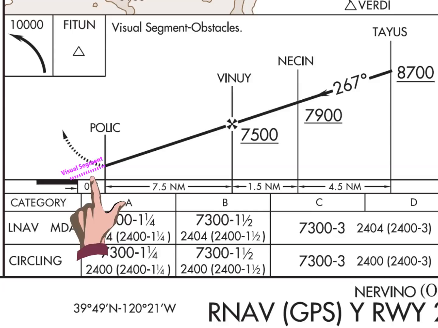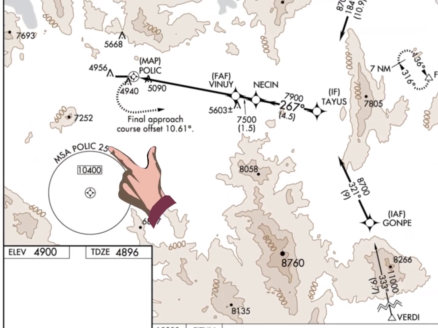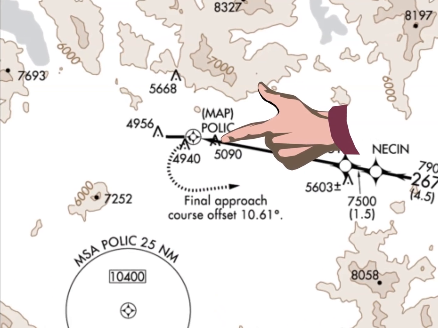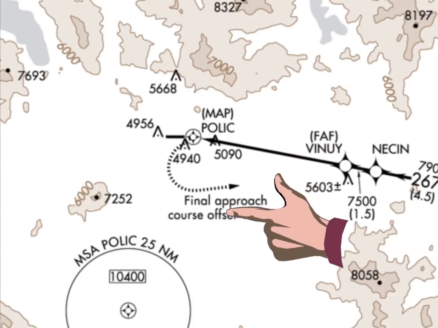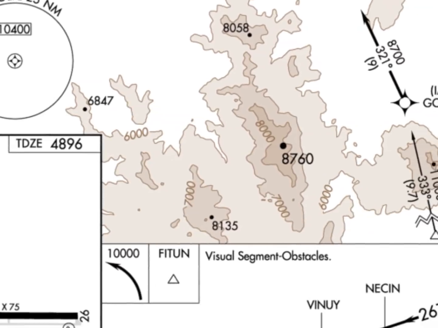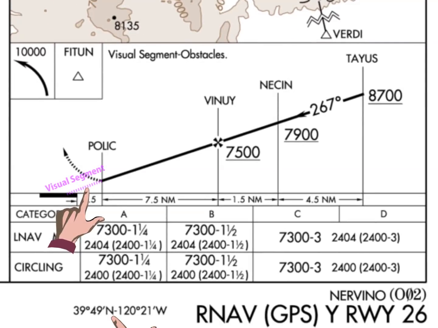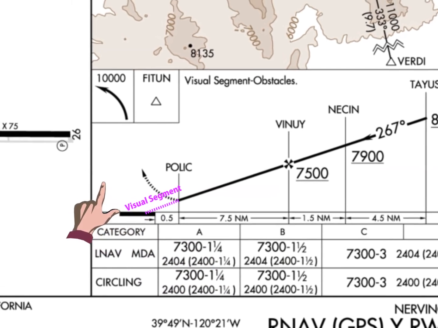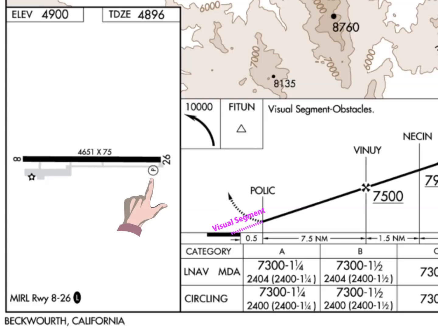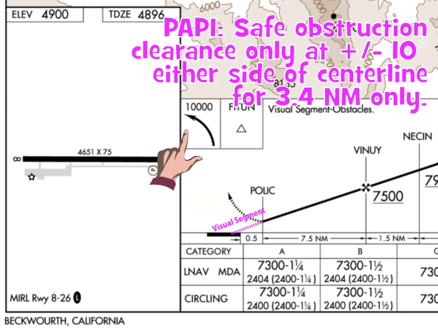You don't need a clue to get a clue to use caution on the visual segment of the approach here. If you'd like to know where those obstacles are, take a look at the final approach segment in the plan view. Now that's a nice place to find an obstacle. Then again, since the visual segment is flown visually, you should be able to see and avoid the obstacle, especially since the required visibility for this approach is 1 1/4 statute miles. As a side note, there is a PAPI, Precision Approach Path Indicator, on runway 26. Keep in mind, however, that PAPIs only provide safe obstruction clearance 10 degrees either side of the runway centerline, and only for 3.4 nautical miles from the runway threshold.